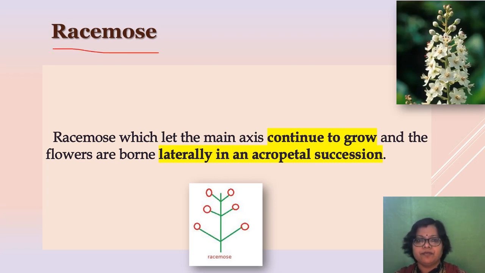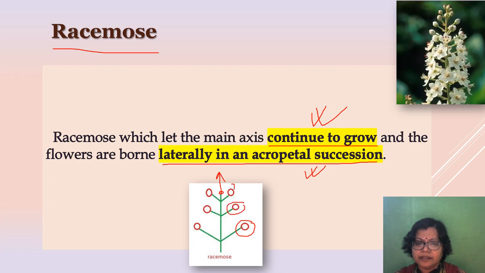Now, the racemose type of inflorescence. In racemose, the main axis continues to grow. It is very important. It continues to grow, and the flowers are borne laterally in acropetal succession. What does it mean? Here the meristematic bud is present and it continues to grow, and the flowers develop laterally in acropetal succession, that is from base to top. The first one develops at the base, then the second one, then the third one, then the fourth one. It is called acropetal succession, from bottom to top, right?